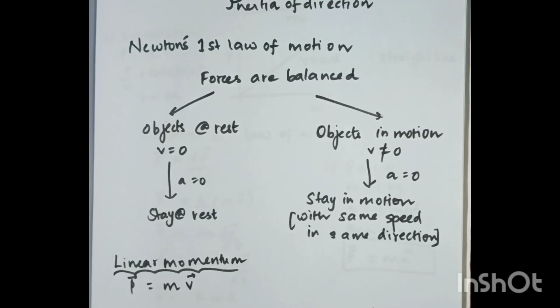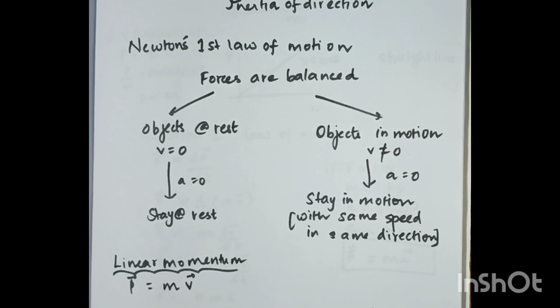Now let us see about Newton's first law of motion. It states an object at rest tends to stay at rest, and an object in motion tends to stay in motion with the same speed in the same direction unless it is compelled by some external and unbalanced force to change that state. This is Newton's first law of motion.